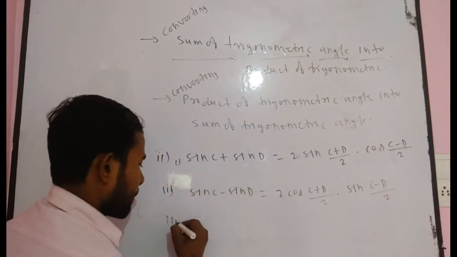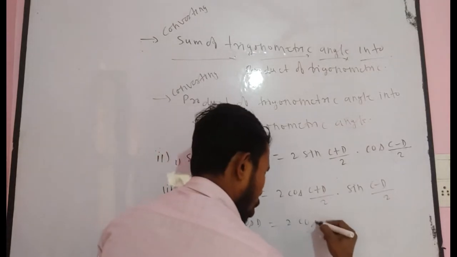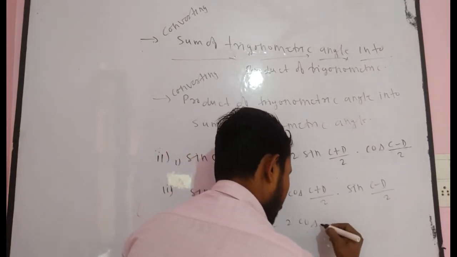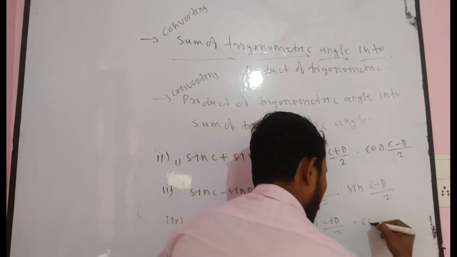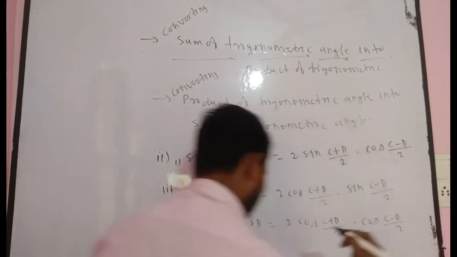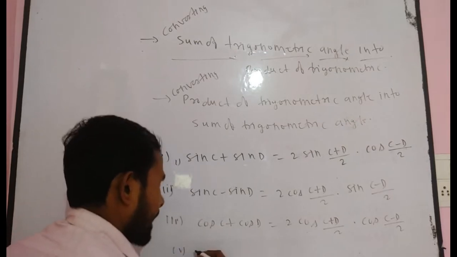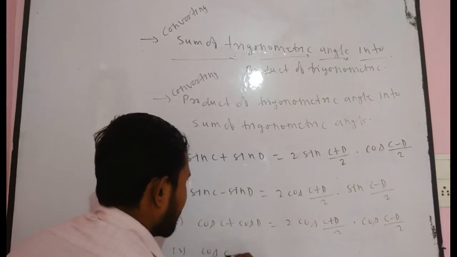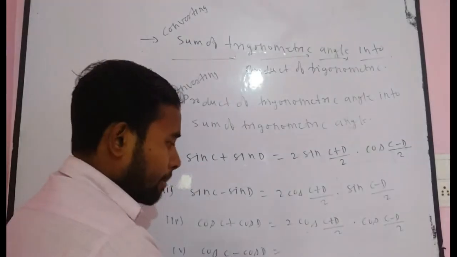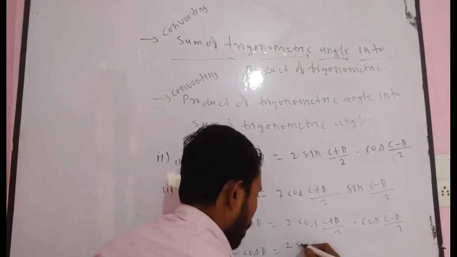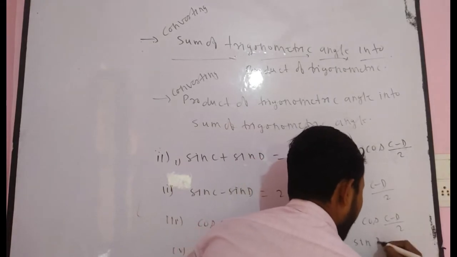The third formula is cos C plus cos D is equal to 2 cos((C+D)/2) into cos((C-D)/2). Finally, we write the fourth formula: cos C minus cos D will be 2 sin((C+D)/2) into sin((D-C)/2).